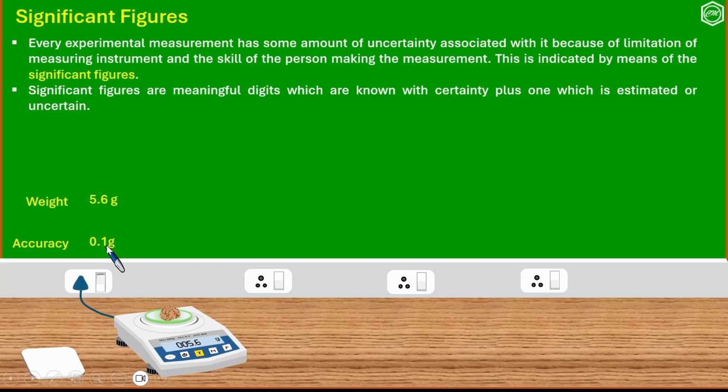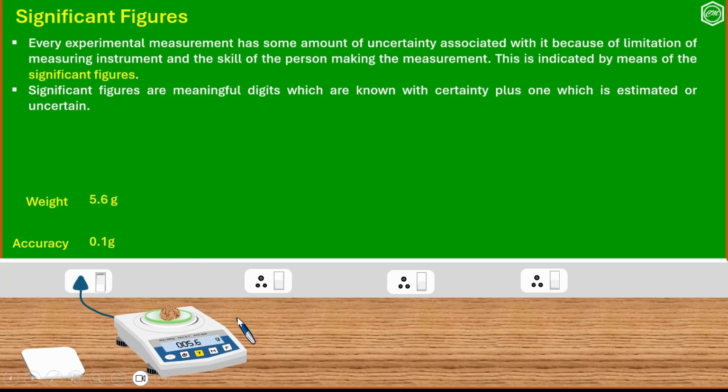Since the accuracy of the balance is 0.1 gram, the weight shown is greater than 5.5 gram but less than 5.7 gram. And the best estimate is 5.6 gram.